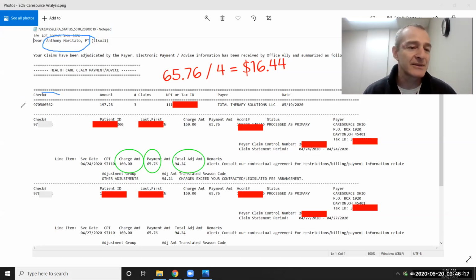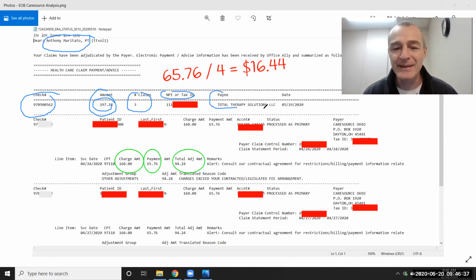You can see here, it's going to give you a check number. It's going to give you the amount, the total number of claims. So for 3 claims that were paid, this was the amount that was paid. It's going to have either a tax ID or an MPI, depending on how the claim is being processed. The payee, so while I was the rendering provider, the business is who the check was made out to. And then, of course, the date. So 5/19.